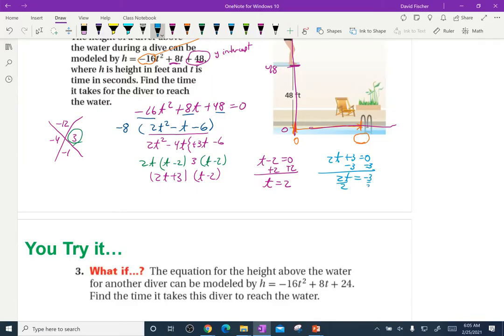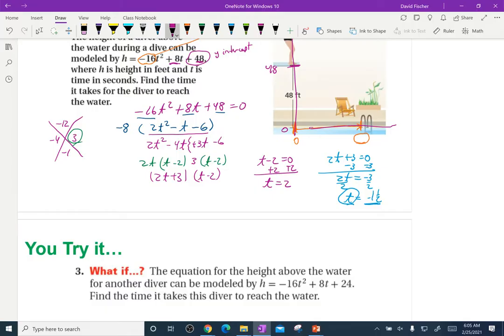If I divide by 2, I get t equals negative 1.5. Now we're talking about time, and you can't have a negative 1.5. And so we're going to throw that one out. But we'll talk about what it looks like on your parabola here in a second. But let's write our answer here.